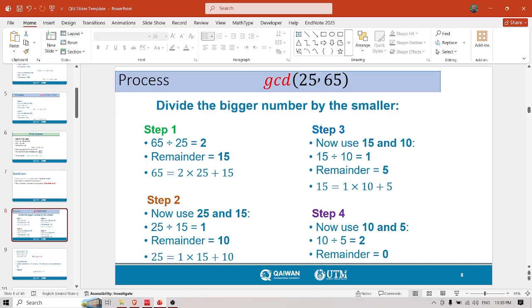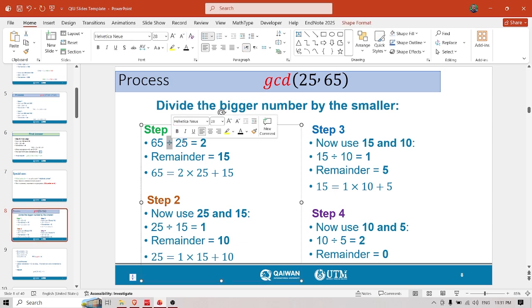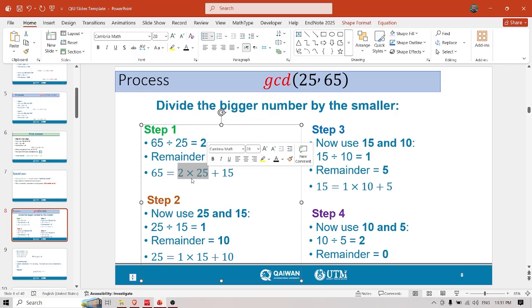Now, we will come also to this. This is another example for GCD. Step 1 is 65 divided by 25 equal to 2, and the remainder is 15. How did we get this remainder? We get it here because we said that 65 is equal to 2 multiplied by 25, which would be 50, plus 15 would be 65.